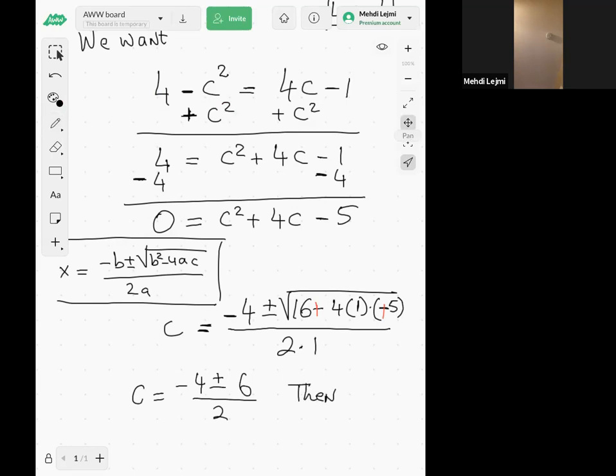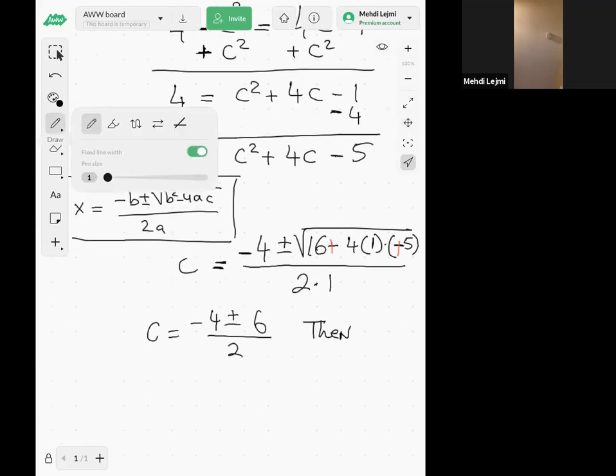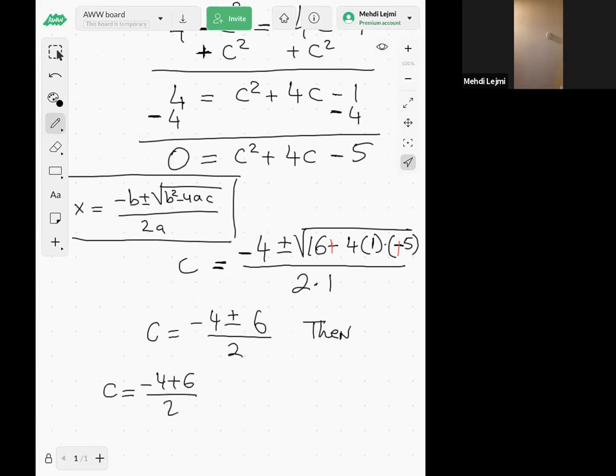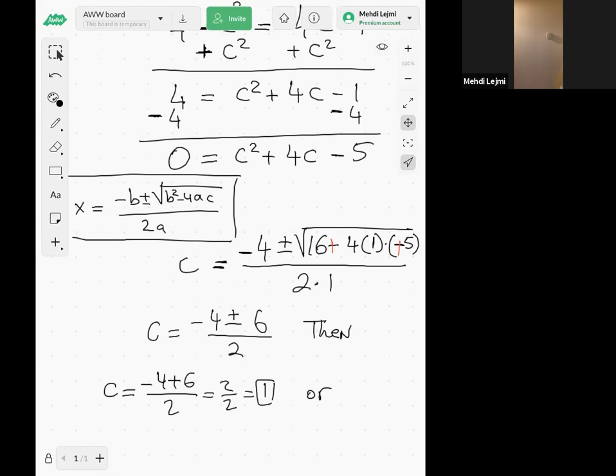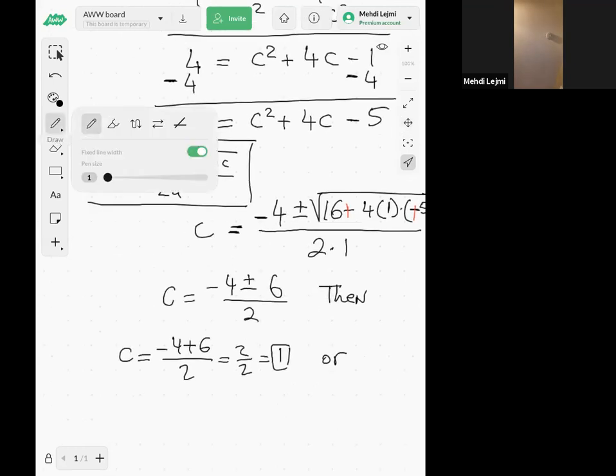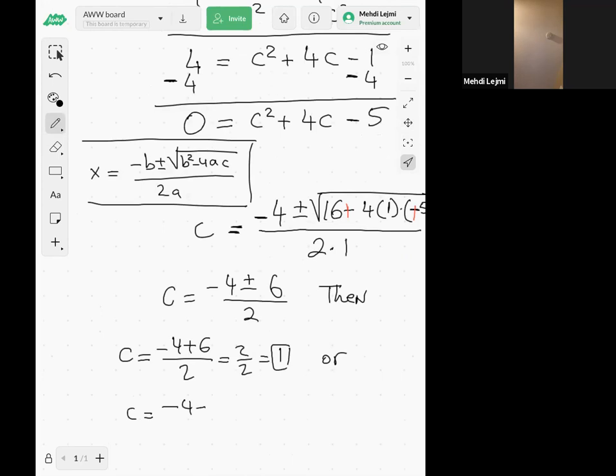So we're going to have two solutions. C is negative 4 plus 6 over 2. That would be positive 2 over 2, which is 1. So that's the first solution. The second solution would be negative 4 minus 6 over 2. That's negative 10 over 2, and that would be negative 5. That's our second solution, negative 5. So this is the final answer.